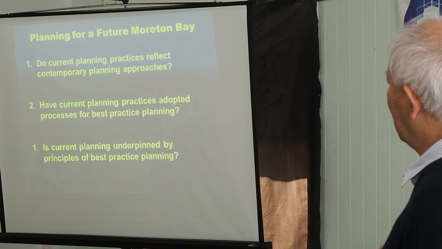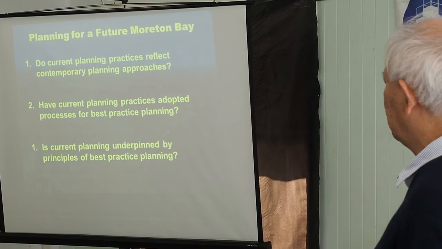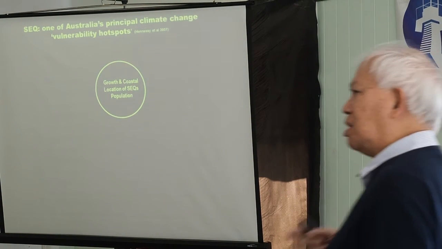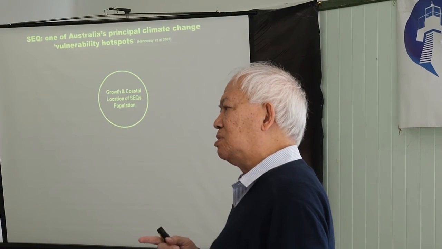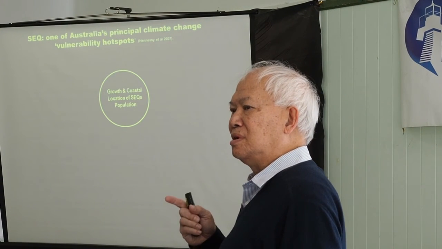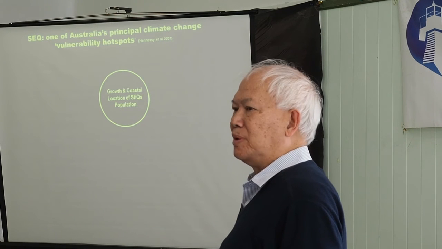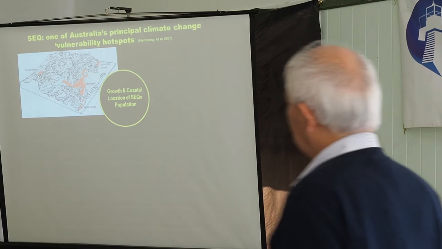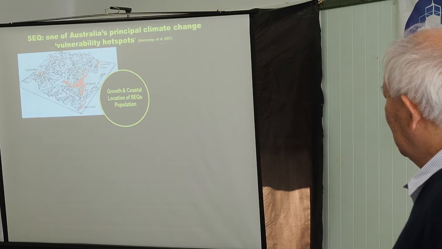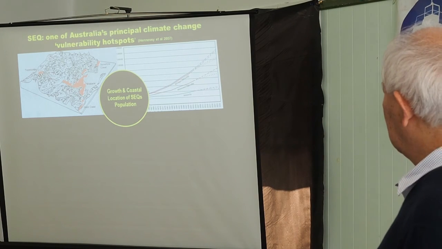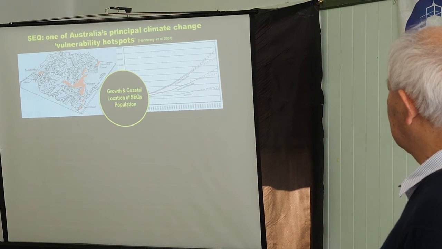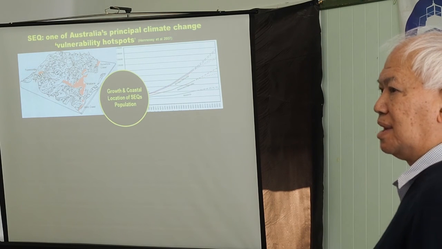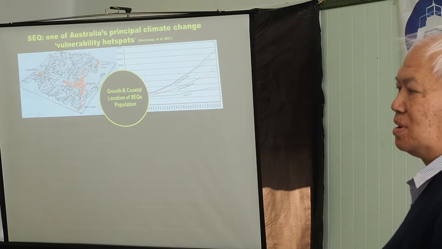Is current planning underpinned by principles of good practice planning? And I want to highlight something for you. You may or may not be aware of this. South East Queensland is one of the highest vulnerable hotspots for climate change in Australia. Why? Well, look at that. And look at the population growth. I mean, until Bird and Salt came along, that's the growth trends that we're on for the region. Another 1 million people packing their bongos coming here.